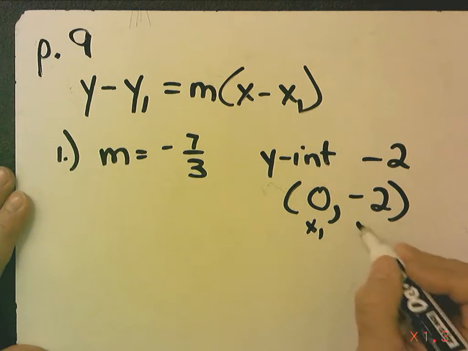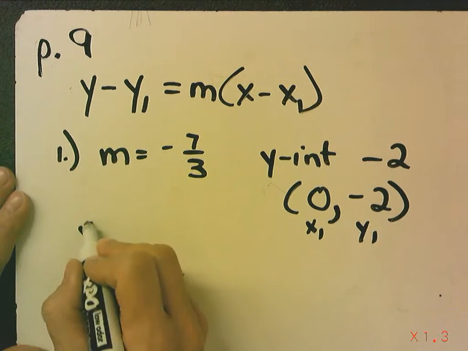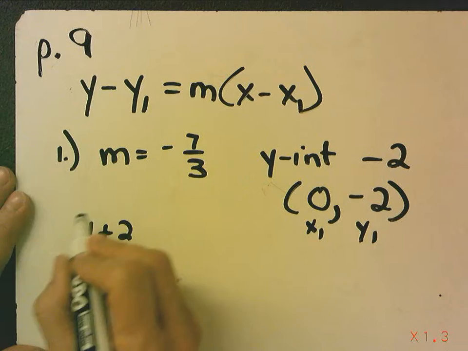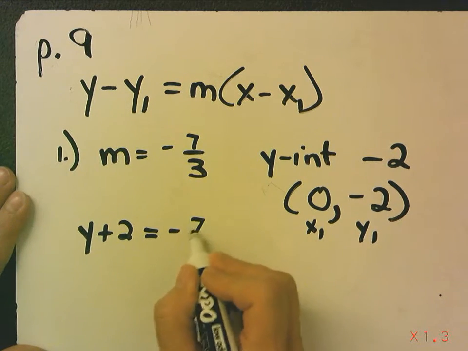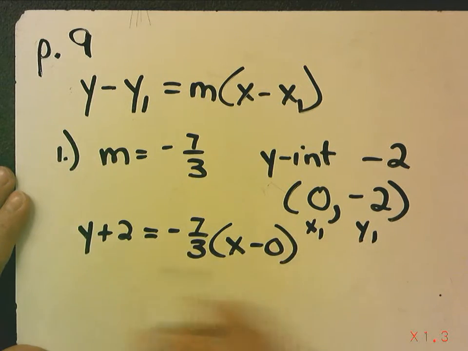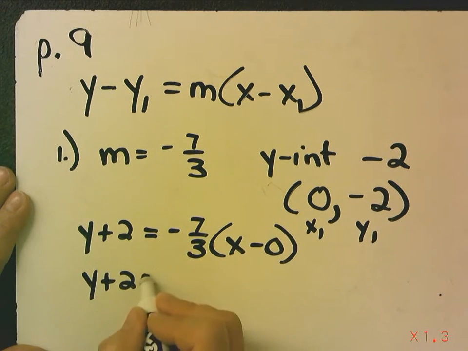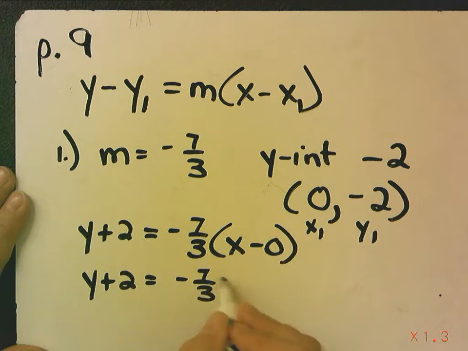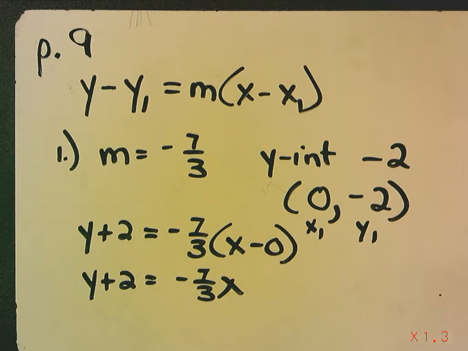So we make this x sub 1, y sub 1, and we just say y plus 2, remember minus negative 2, equals negative 7/3 times x minus 0. You could also write it as y plus 2 equals negative 7/3 x because of the 0. Okay, so that's the first one.